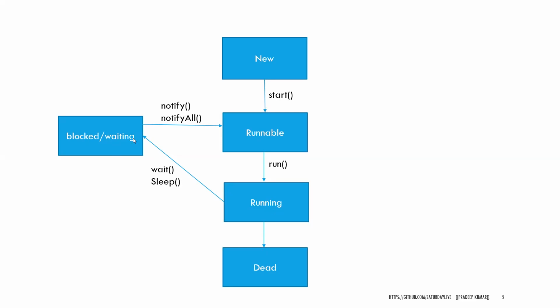Once it is in the waiting state, calling either the notify or notifyAll method on that particular thread will release the lock and bring the thread back from the blocked or waiting state. Then it will come back to the runnable state, after which the JVM will instruct it to run. So this loop can continue while the thread is inside the run method. Once the run method is executed, the thread will be in the dead state. Is it clear? Okay, so this is the life cycle of a thread. We'll take an example and then we'll continue.